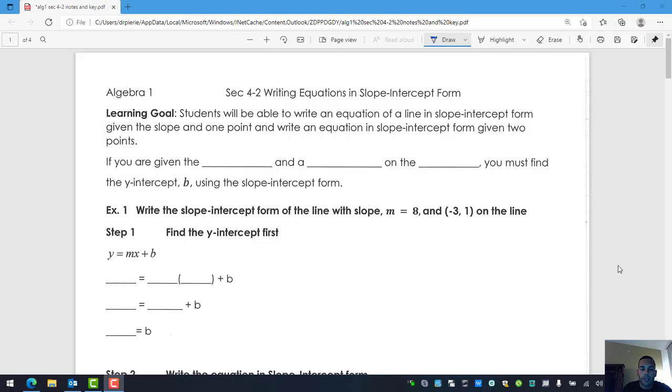All right, guys, so today we're going to do some more questions pertaining to slope-intercept form, but we're just going to show you some different examples of variations of questions that you might see pertaining to this topic. Okay, so here's something new.